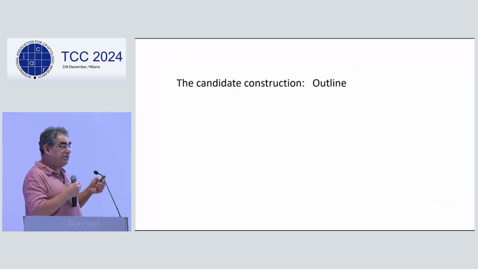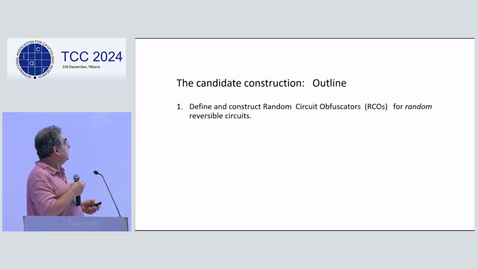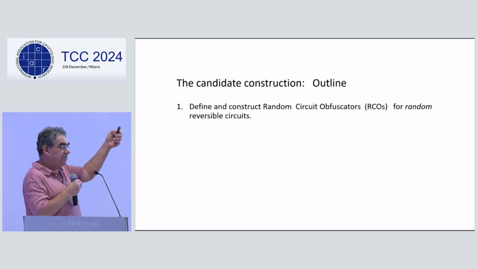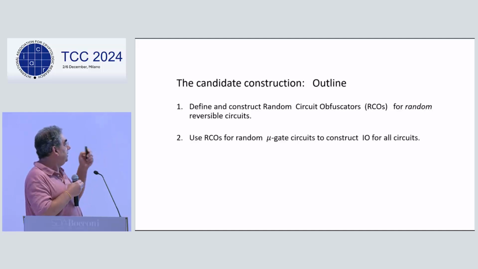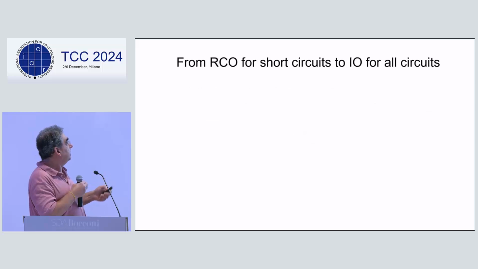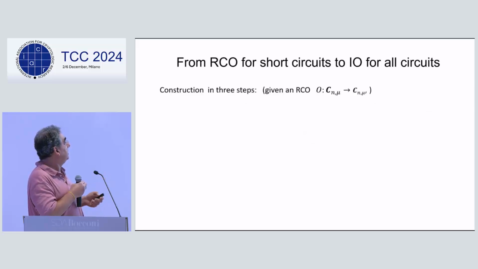But let me show you how you get from obfuscating short random circuits to obfuscating all circuits. We define the notion of what it means to obfuscate random circuits. I don't have time to show you; it's in the paper. But now let's just say how we get from obfuscating random circuits to obfuscating every circuit. So here's how to do it in a minute.